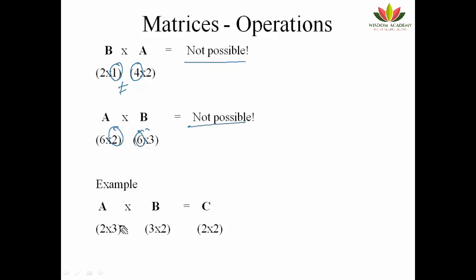But here it is possible because A is 2 by 3 and B is 3 by 2, and the number of columns in the A matrix and the number of rows in the B matrix are equal. So what is the remaining thing? 2 by 2. So that is going to be my resultant. Okay, so just like that, we can't multiply any two matrices. The matrices should satisfy this condition.